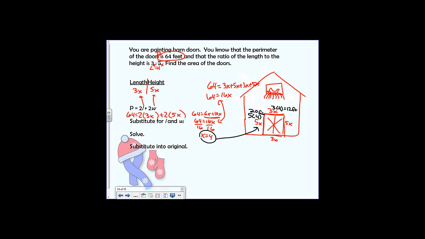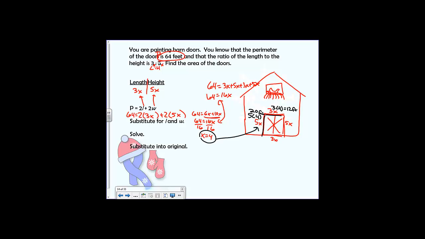So here's my question. This is 20 feet, and this is 12 feet, right? What's 20 plus 12? 20 plus 12 gives us 32. What's 32 and 32? 64. Is that my perimeter that I started with? Yeah. So did we do it right? Yeah. So did I answer the question?